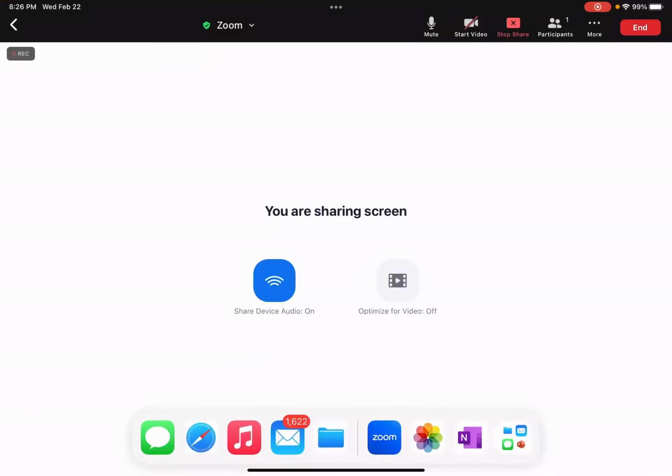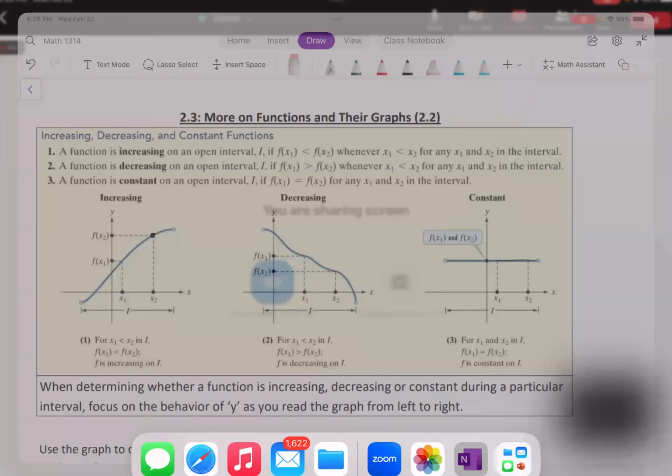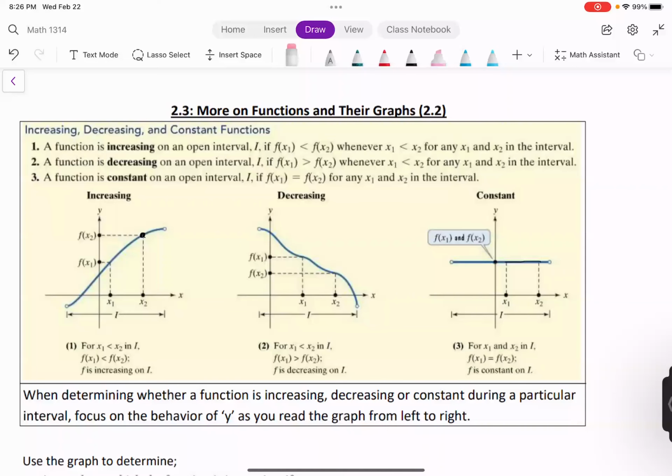Hello, everyone. Welcome back. Let's see chapter 2.3, more functions and graphs. In this part, let's see increasing, decreasing, and constant functions. A function is increasing. So look at the first graph. This is an increasing graph because it's going up. And then how to decide if the function is increasing?